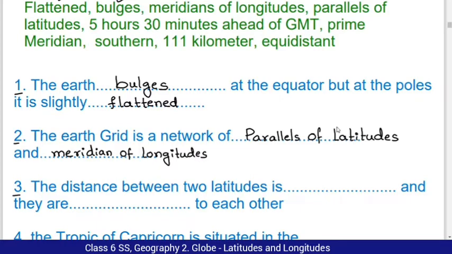Third one, the distance between two latitudes is dash and they are dash to each other. The distance between two latitudes is 111 kilometer and they are equidistant to each other.